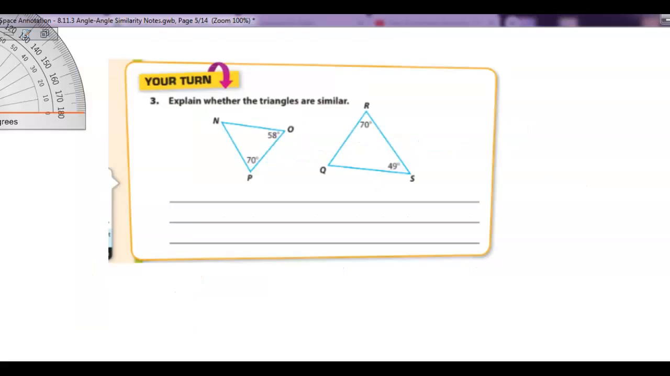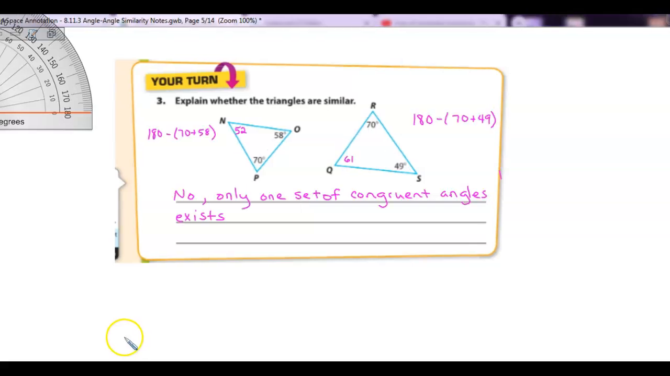All right. Explain whether these triangles are similar. So what I want you to do is find the missing angle measure for N and the missing angle measure for Q, and then tell me, are these two similar or not? So I found the missing measure for N, and it was 52. And I found the measure for Q, and it was 61. And the reason it is not similar is because they only share the one set of congruent angles. The other two angles are very different. So these are not similar triangles.